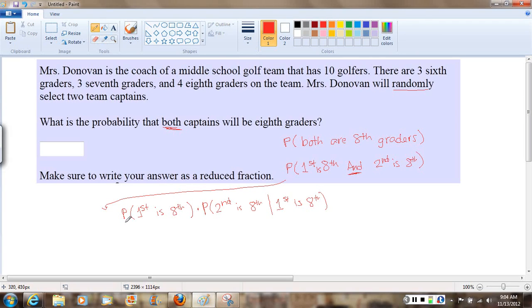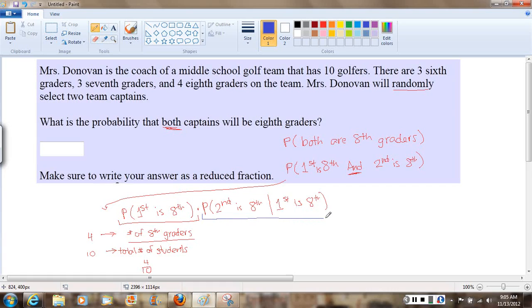So to find the probability that the first is an 8th grader, well, when the first student is drawn, we can think about the number of 8th graders divided by the total number of students. And we're told in the story, before anyone's chosen, there are 4 8th graders and 10 students total. So that first number in our calculation is the fraction 4/10. Now we're going to look at the second number in the calculation.